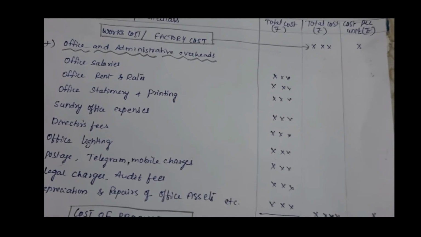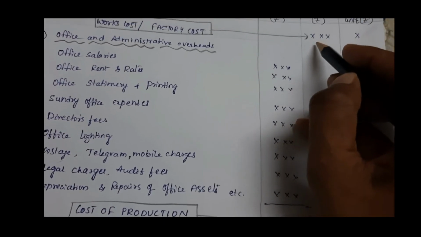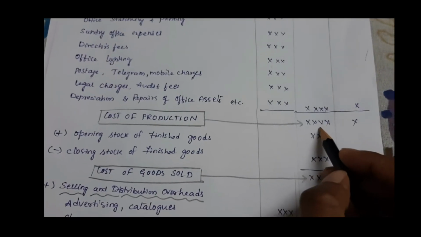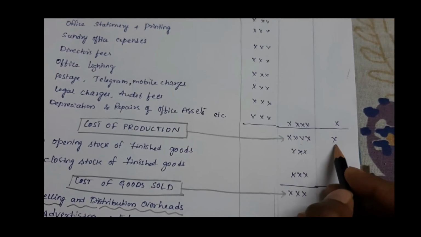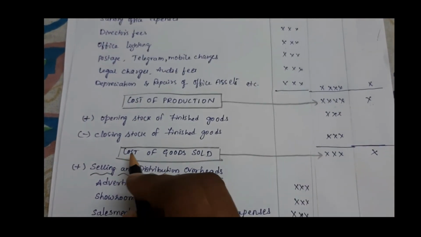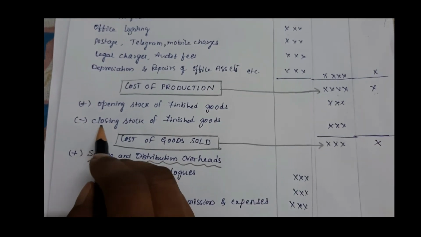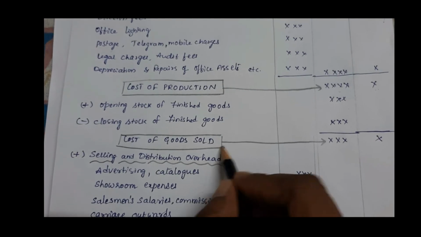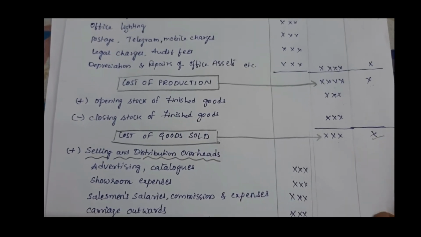and add this total of all office and administrative overheads to the factory costs or the works cost, so that we will get cost of production. Likewise, we will also get cost of production per unit here. And afterwards, you need to add opening stock of finished goods and deduct the closing stock of finished goods, so that we will get cost of goods sold, and per unit cost of goods sold we will get.